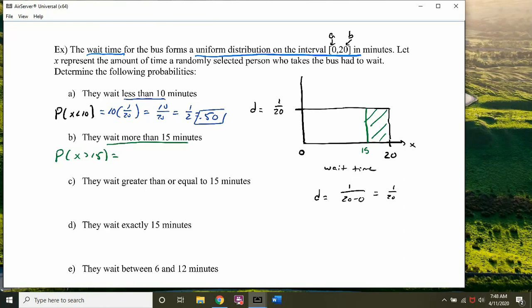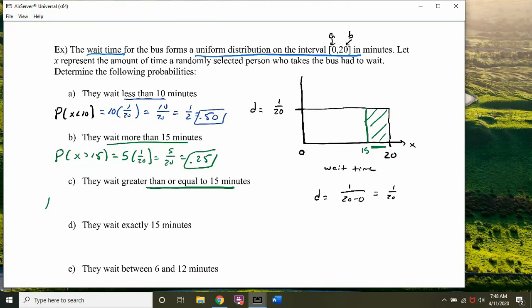So again, base times height. The base from 15 to 20 is 5, and the height is 1 over 20. So I get 5 over 20 back, 1 over 4, or 0.25. There's a 25% chance that this person will wait more than 15 minutes. Now let's compare that to part C. What's the probability they wait greater than or equal to 15 minutes?